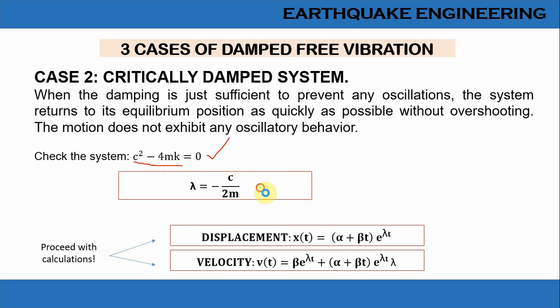Now, you only have one parameter to solve, your lambda. Okay? It's negative c over 2m. Then, after getting this value, solve for your alpha and beta through the initial conditions. And after the initial conditions, solve for displacement and velocity. Okay, this formula, memorize this one.